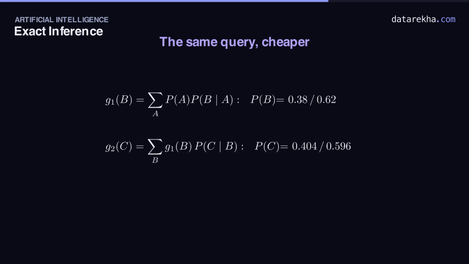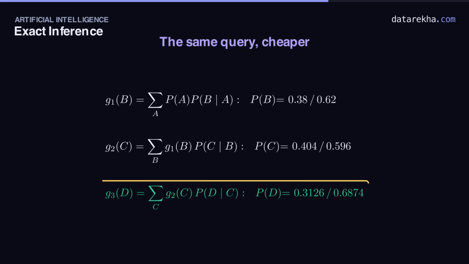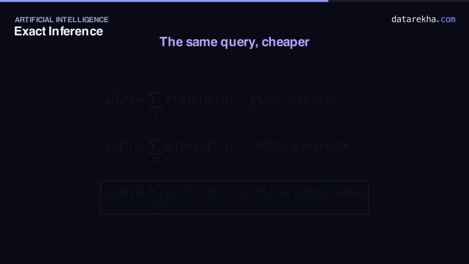Multiply the new B factor by the table for C given B, sum B out, and you get the marginal on C, about 40% true. One more time for C, using the table for D given C, sum C out, and the last hidden variable is gone. What remains is the marginal on D itself, and there's the answer. The probability D is true is 0.3126, about 31%. We never built the full joint over all 4 variables. We just carried a small factor down the chain, one step at a time.